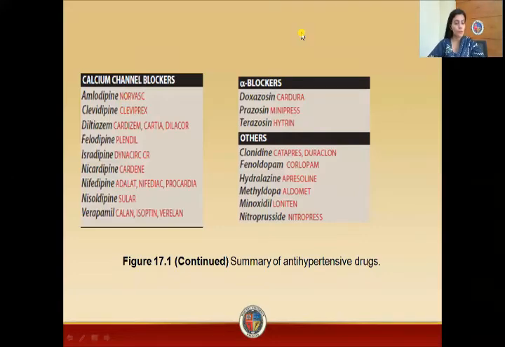In case of calcium channel blockers, we have amlodipine, clevidipine, diltiazem, felodipine, isradipine, nicardipine, nifedipine, nisoldipine, and verapamil. In case of alpha blockers, we have doxazosin, prazosin, and terazosin. In case of miscellaneous drugs, we have clonidine, fenoldopam, hydralazine, methyldopa, minoxidil, and nitroprusside. So these are all the drugs which are used to treat hypertension.